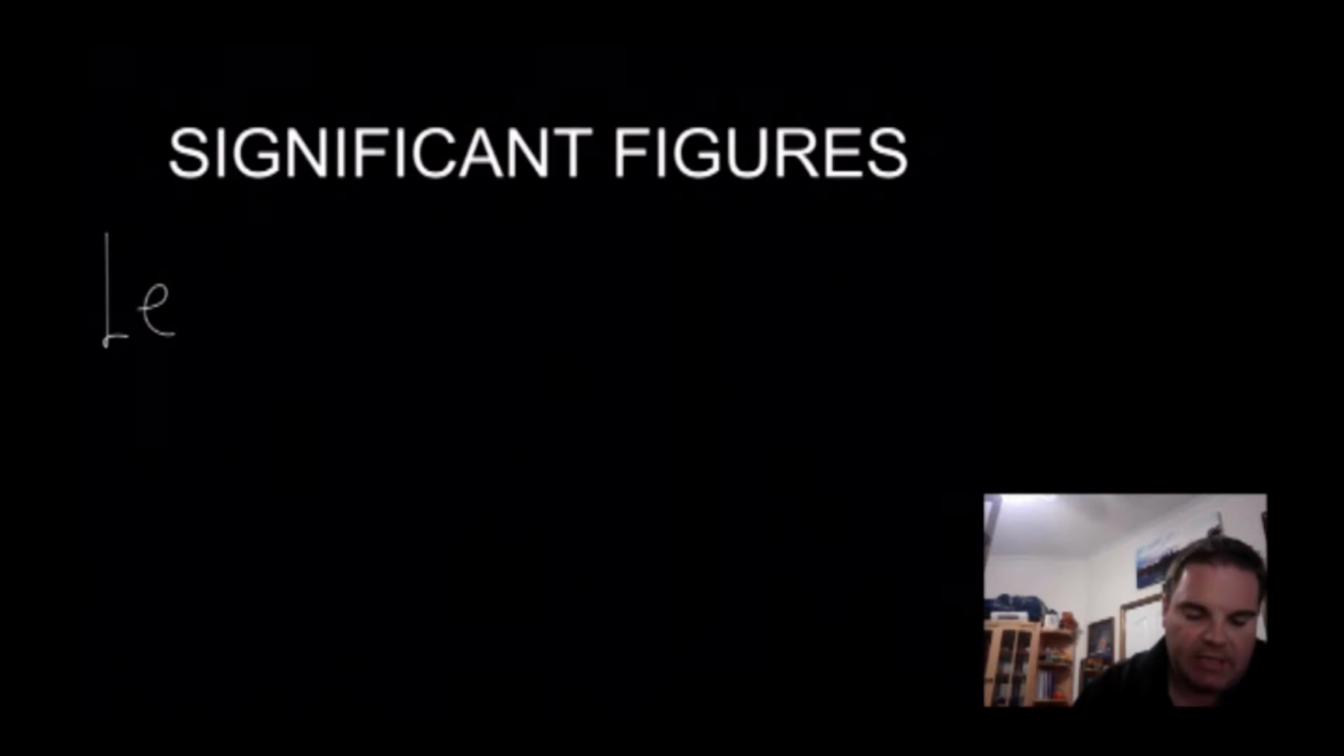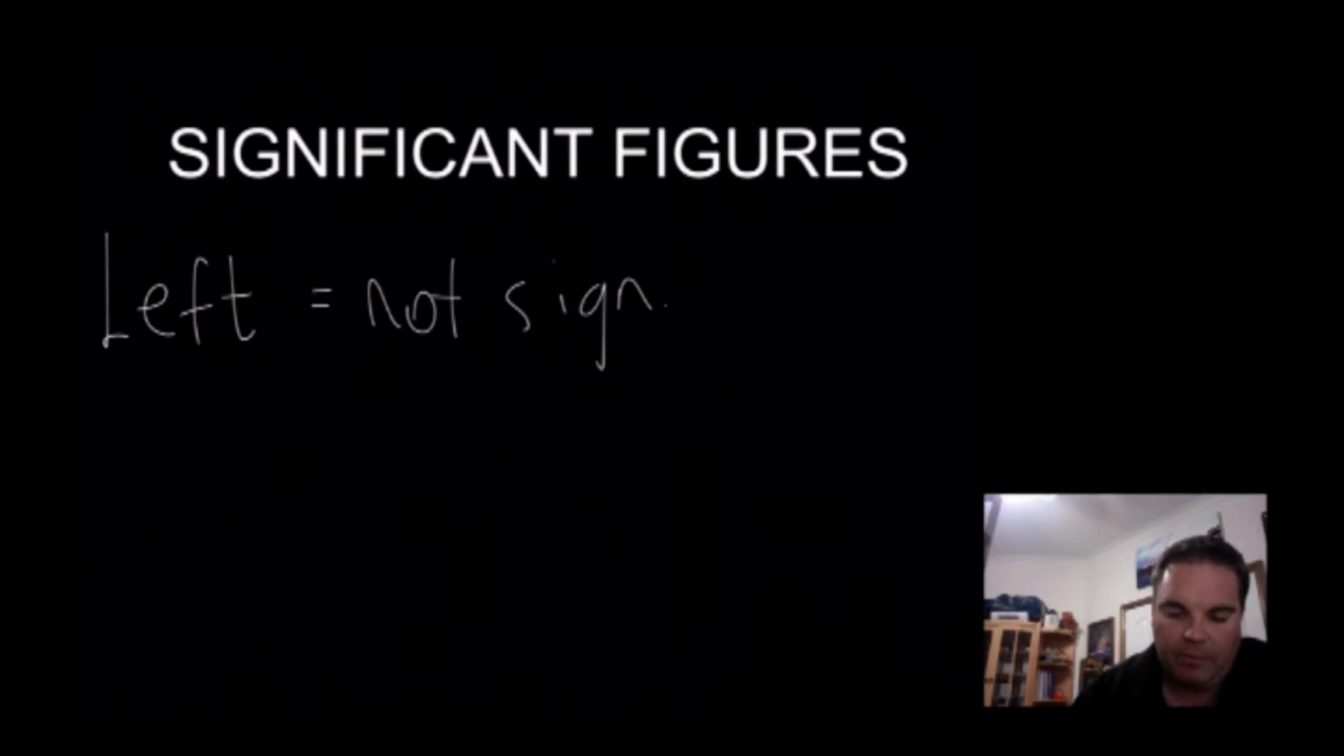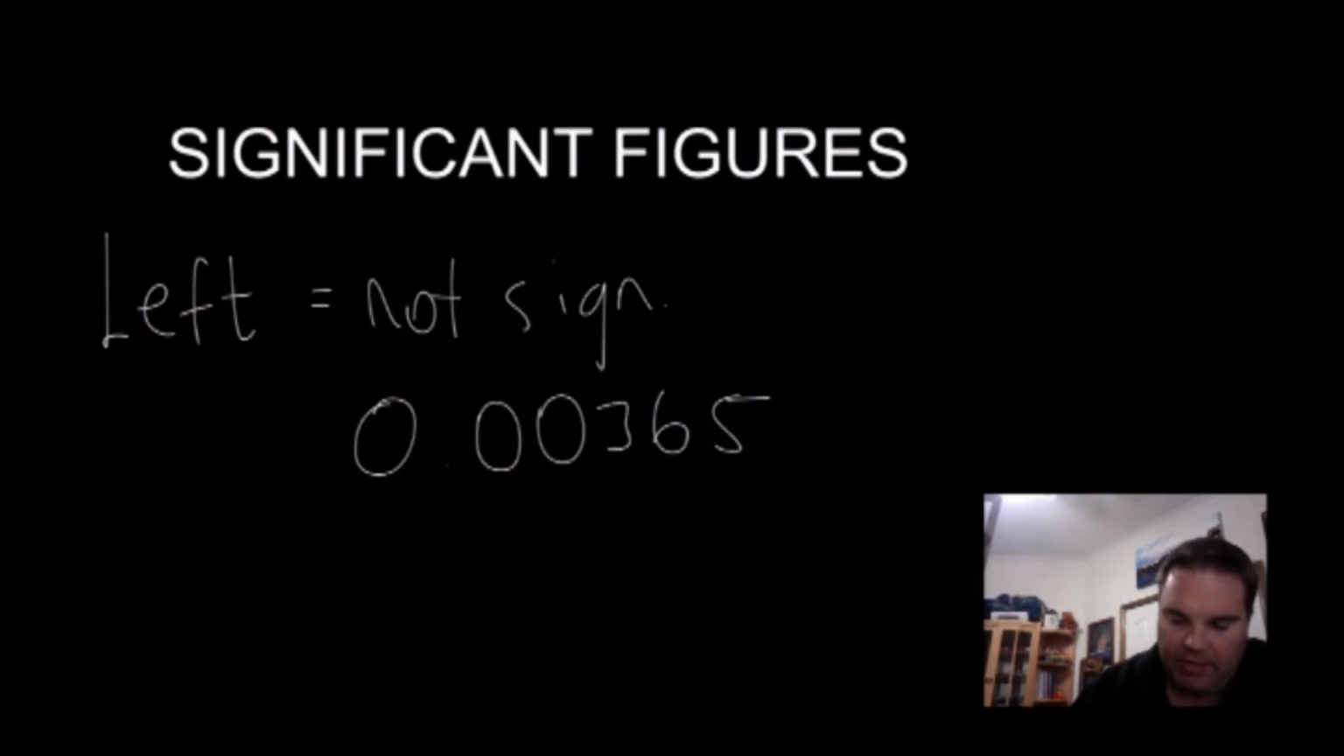First thing you need to understand is that any zeros to the left of the numbers you're starting with are not significant. And what I mean by that is something like 0.00365. These zeros over on this side are not significant. This overall number is given to 3 significant figures.